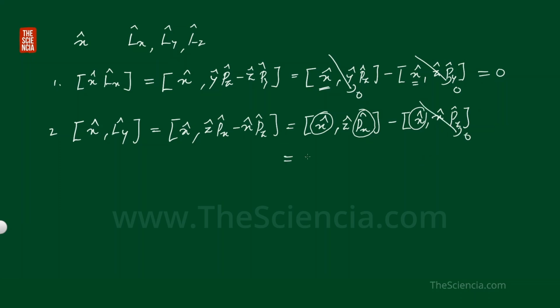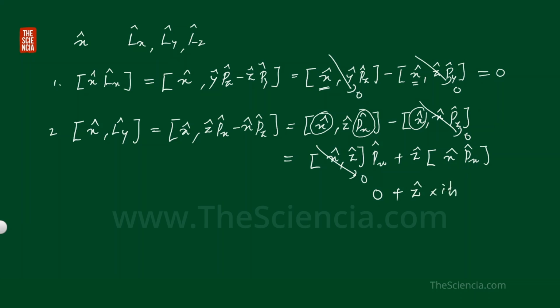So we have to expand only this term, that is, the commutator [x, z px], which is [x, z] px plus z [x, px]. Here we know the first term is also equal to 0. So 0 plus z into [x, px], that is iħ. That is, the value of the commutator [x, Ly] is equal to iħ z.